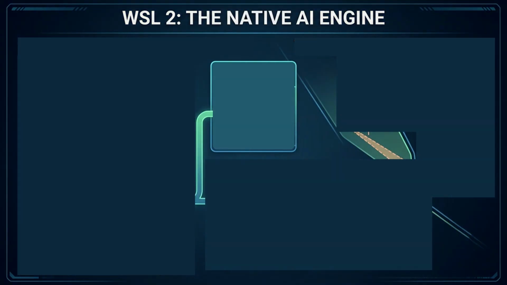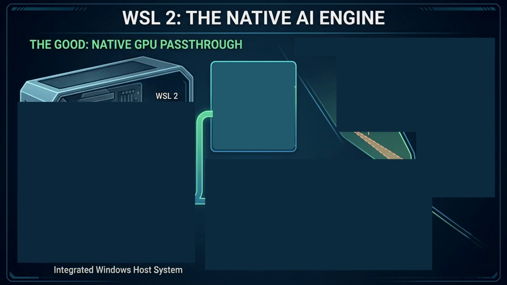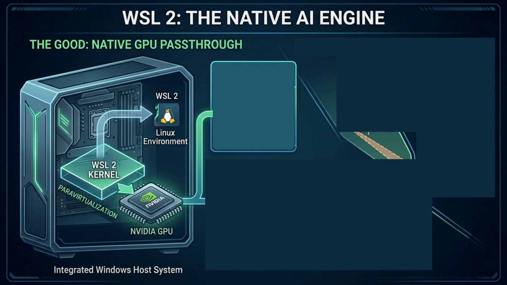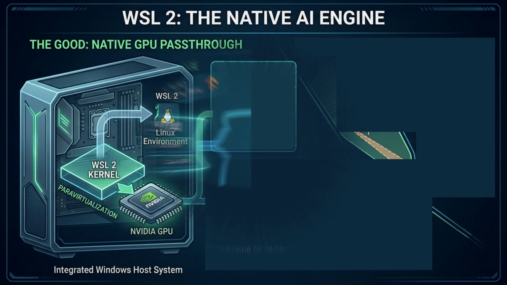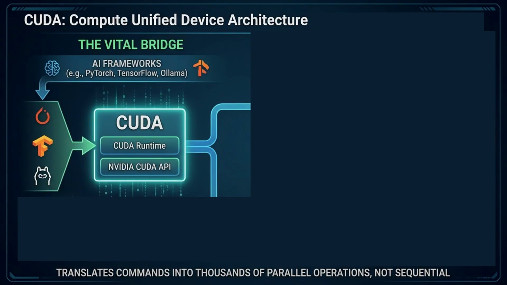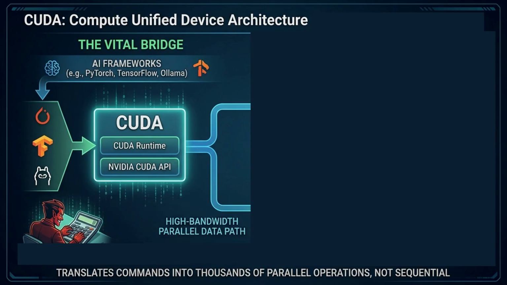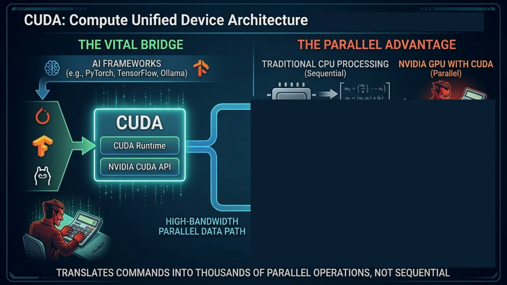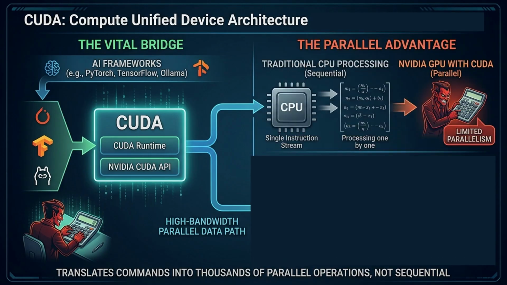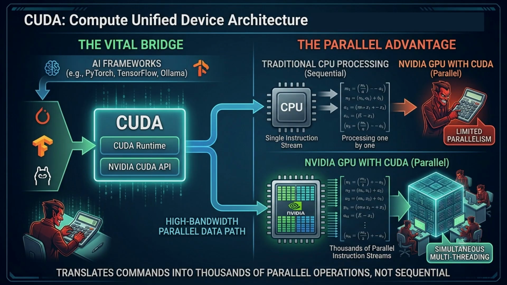Next up, we have WSL2, the native AI engine. Now, the good: native GPU pass-through. WSL2 includes out-of-the-box support for NVIDIA CUDA via GPU paravirtualization. CUDA here is an abbreviation for Compute Unified Device Architecture. It acts as a virtual bridge translating commands from AI frameworks into thousands of parallel mathematical operations that an NVIDIA GPU can process simultaneously, rather than sequentially, one by one, like a traditional CPU would.